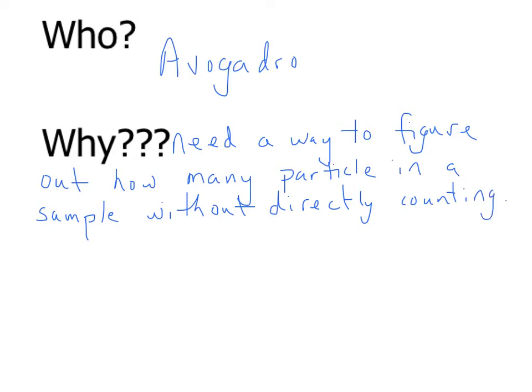Atoms are so tiny, it's impossible to figure out how many you have using the naked eye. So Avogadro came up with a mole and related it to the mass of the sample so that we can figure out how many atoms we have by using a scale and measuring the mass in grams.